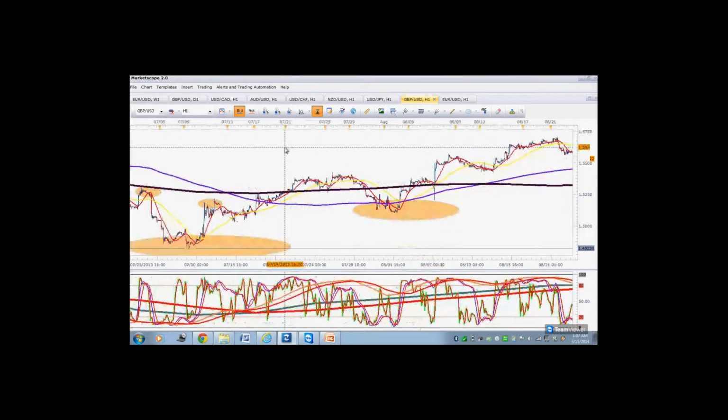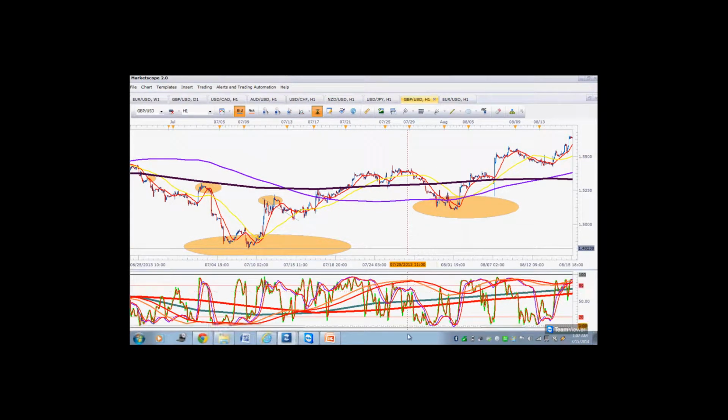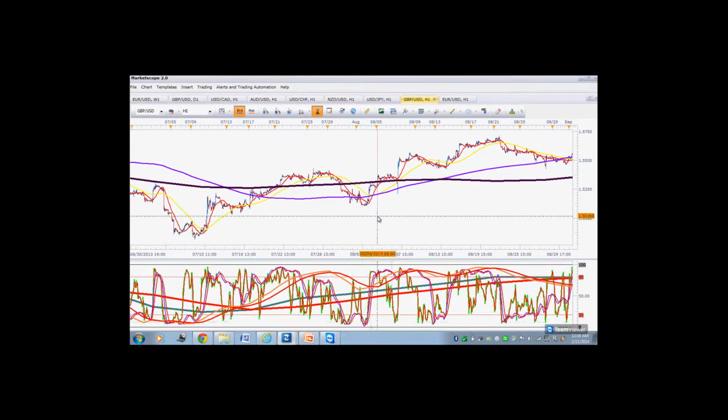A very basic rule with stochastic is that it oscillates from 0 to 100, and any reading above 80, this is the 80 line here, if the stochastic is above 80, it tells us that the price is overbought. The uptrend is almost exhausted, and it warns us of a possible reversal to the other side. At the same time, any reading below 20 means that the price is oversold, meaning the selling is almost over, and it warns us of a possible reversal back to the upside.